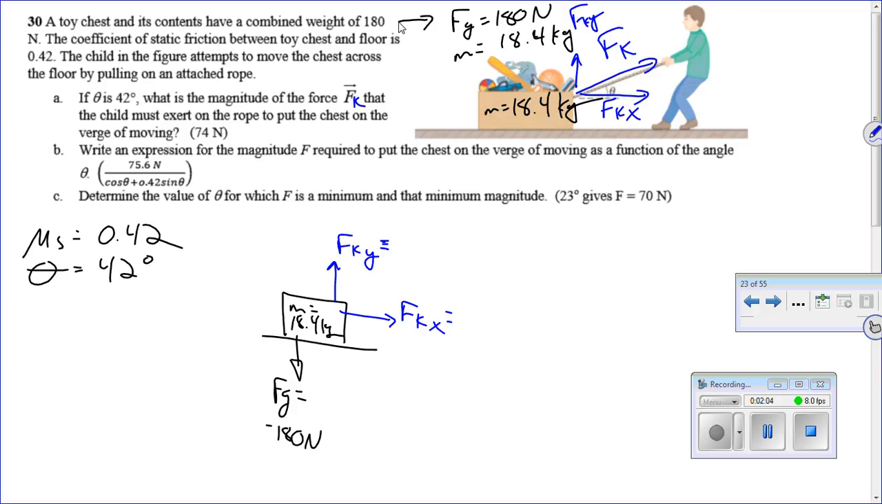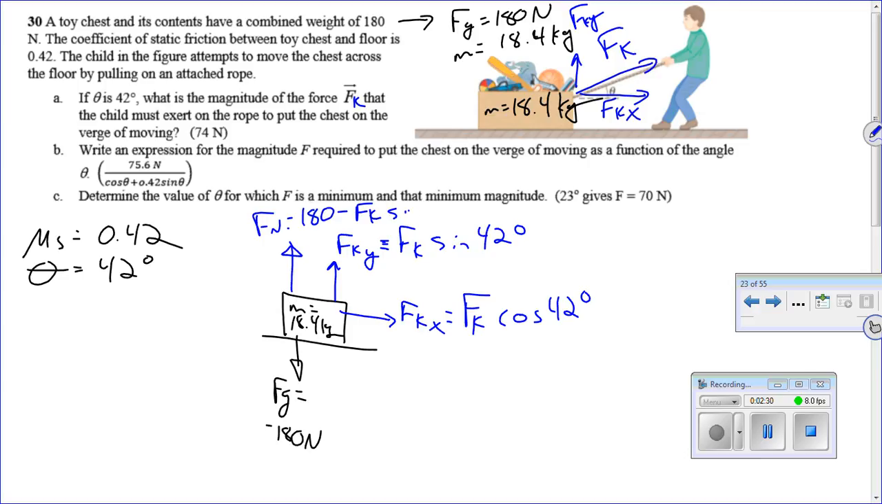So the force of the kid in the x direction is just going to be the force of the kid times the cosine of 42 degrees. And the force of the kid in the y direction is going to be the force of the kid times the sine of 42 degrees, just by doing some trig. So that means that my normal force here needs to fill in the difference, right? So it's going to be 180 newtons from gravity minus whatever the kid is taking off of it, FK times sine 42 degrees.